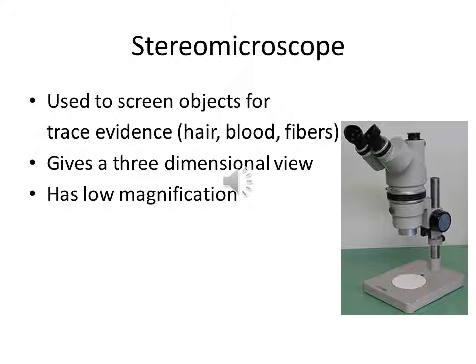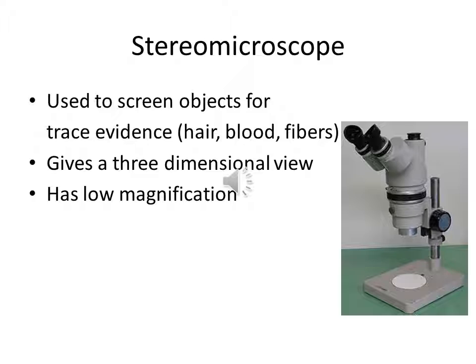So the stereoscopes are typically used to screen objects for trace evidence. So looking at the object under the stereoscope, again, it's a low mag, but it might be just enough to pick up that there's a hair or a fiber or a small spatter of blood on a sample that you might have missed with the naked eye.